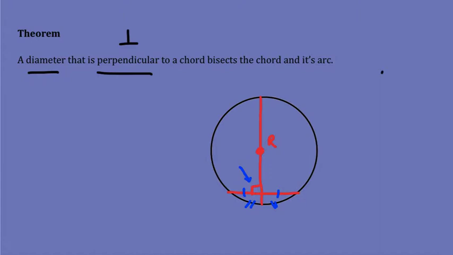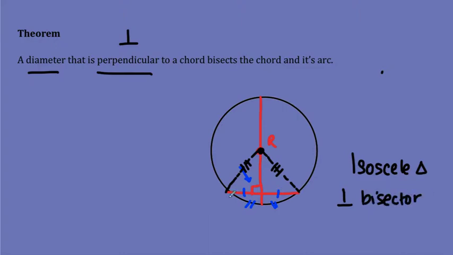Now, the reason is that if I were to take this center and draw lines to the endpoints of the chord, I want you to recognize that these would be equal because they're radii, which would create an isosceles triangle. And we know that if we have a perpendicular going through, an altitude through the vertex, then it becomes a perpendicular bisector, therefore bisecting the segment, and therefore the chord from this theorem.